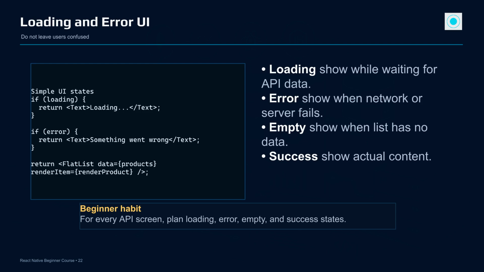When building API-driven screens, do not leave your users confused. Plan for 4 core states: a loading state while waiting, an error state if the network fails, an empty state if no data exists, and finally, the success state to display your actual content. Building these habits early will significantly improve your user experience.